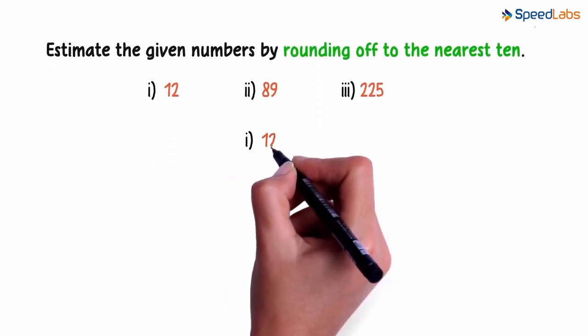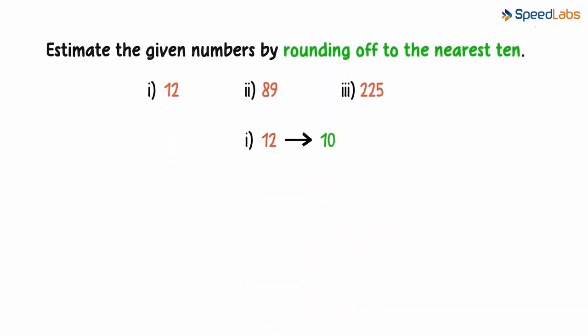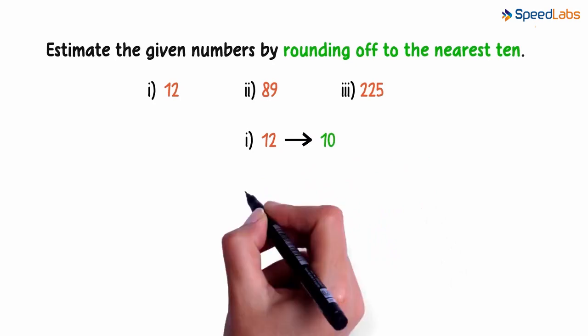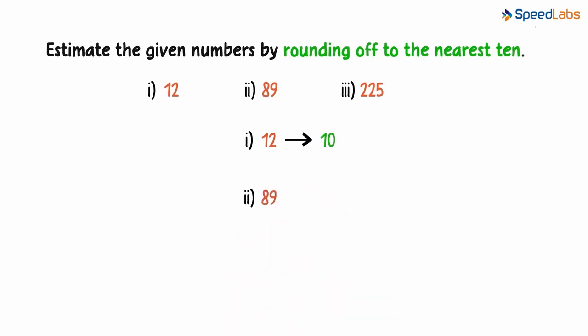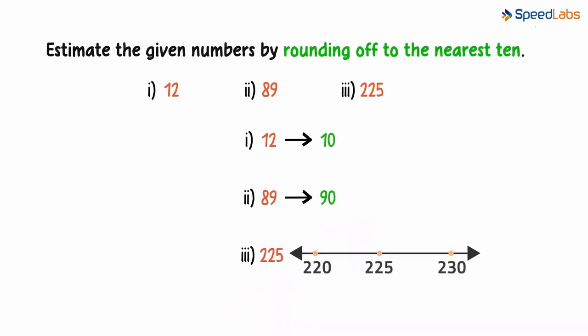Well, the nearest multiple of 10 to the number 12 is 10. That's right. So 12 is rounded down to 10. What about 89? Should it be rounded to 80 or 90? The nearest multiple of 10 to the number 89 is 90. And 225? 225 is equally close to 230 as it is to 220. By convention, we take the round figure of 225 as 230.